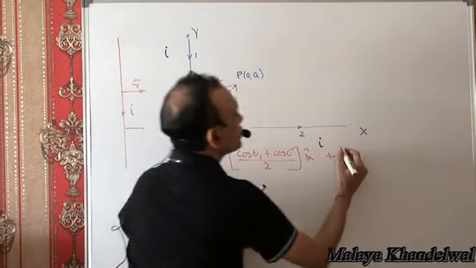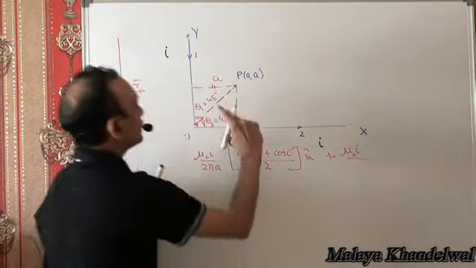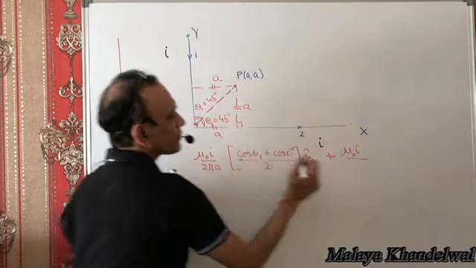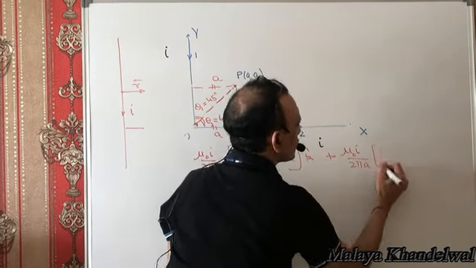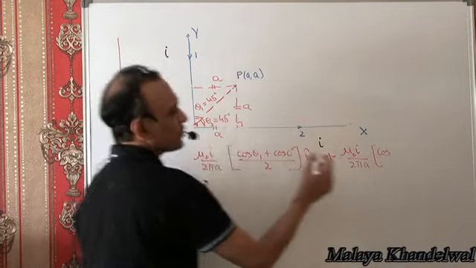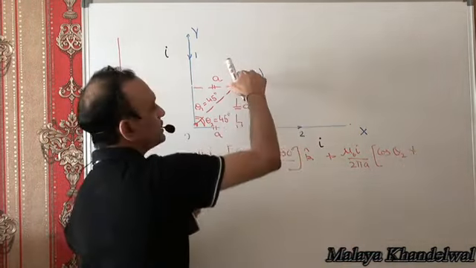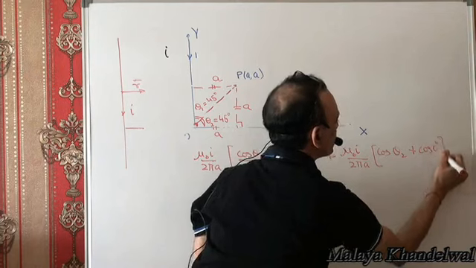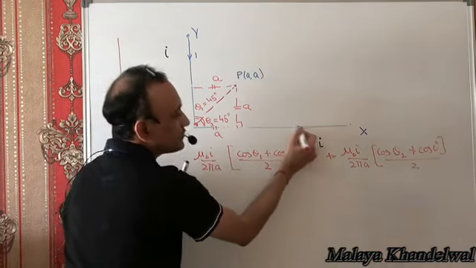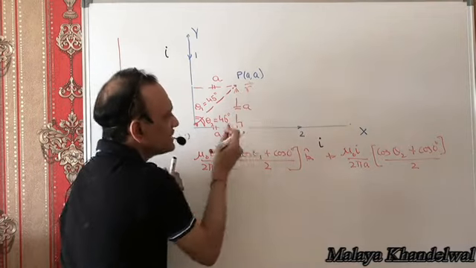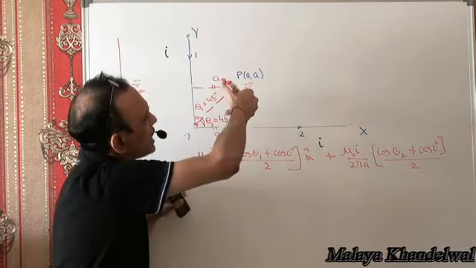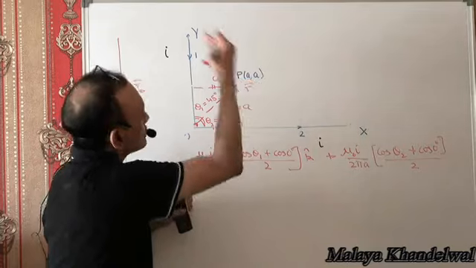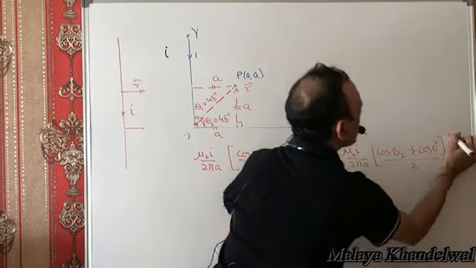The field because of this is going to be mu naught I divided by 2 pi, the perpendicular distance, which is A, so 2 pi A, into cos theta 2, where theta 2 is 45 degrees, plus the other angle, which would be at infinity, would be 0. So cos 0 divided by 2. And the direction: if dl is like this and r is like this, dl cross r also comes out of the plane of the board. So in this case, the field would be in the plus z direction, so k cap. That's going to be the field.